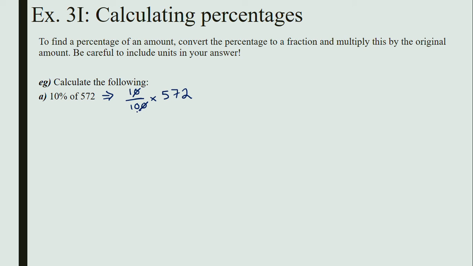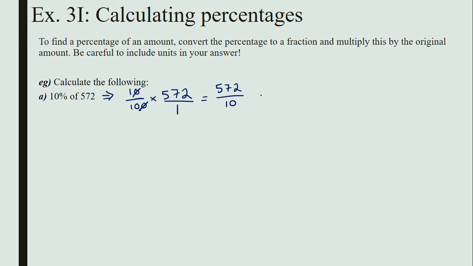Now, hopefully you're looking at 10 out of 100 and seeing that we can cancel out some zeros because they appear on both the top and the bottom. So we've just divided both the top and the bottom by 10. Now we have 1 out of 10 times 572, which we can also write as a fraction. That will give us a fraction multiplication of 1 times 572 out of 10 times 1, which is 10. So multiplying the numerators and the denominators.